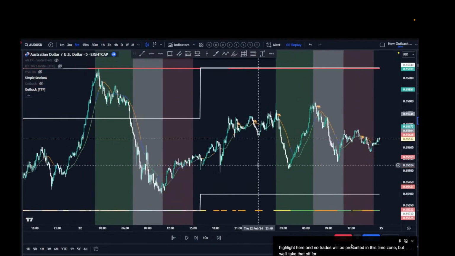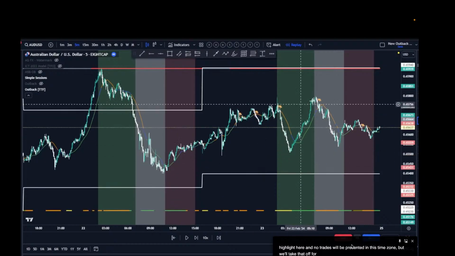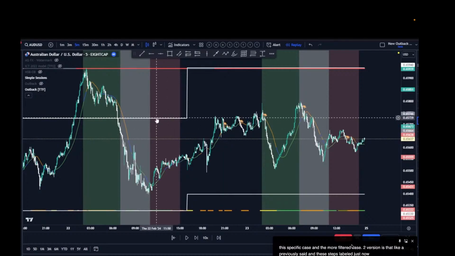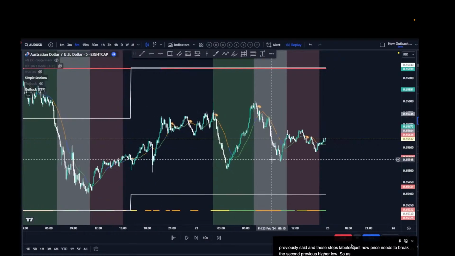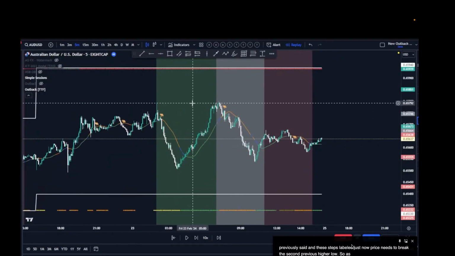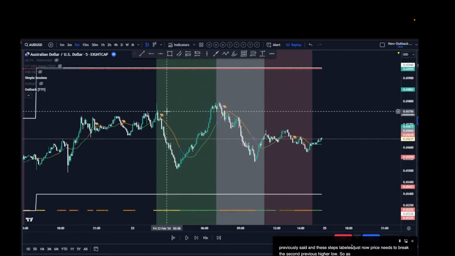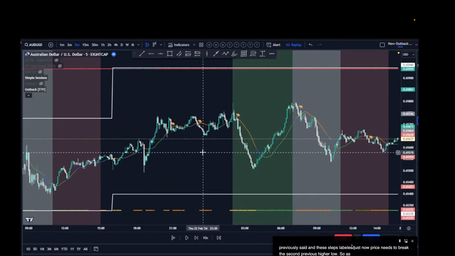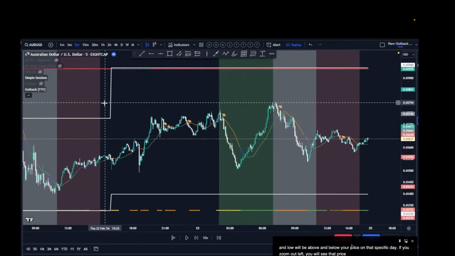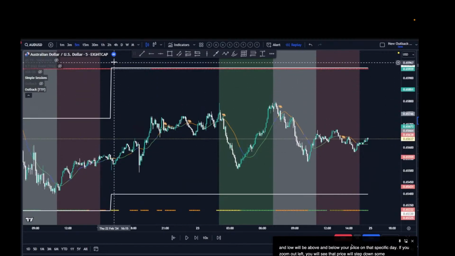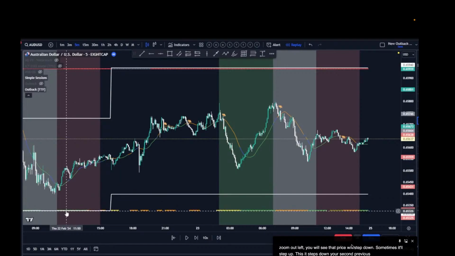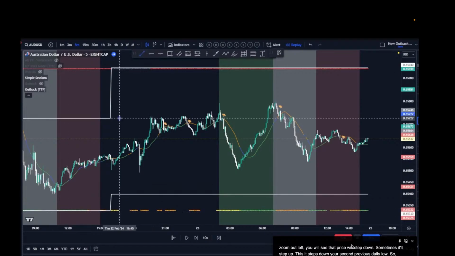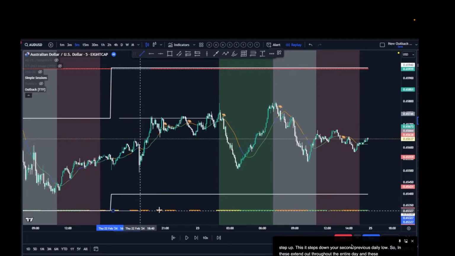Okay, so the main differences between this specific case and the more filtered case 2 version is that, like I previously said in the steps labeled just now, price needs to break the second previous high or low. So as you can see, it's here. So whenever you're trading in the specific day, the previous daily high and low will be above and below your price on that specific day. If you zoom out left, you will see that price will step down. Sometimes it'll step up. It steps down your second previous daily low. So imagine these extend out throughout the entire day, and these are your biases.